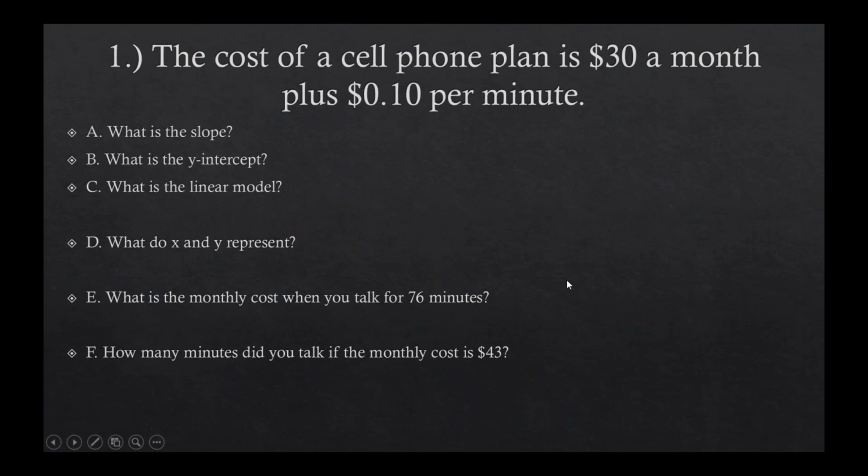Let's move on. I call this a very straightforward problem, and it's straightforward because they give me the information. The cost of a cell phone plan is $30 a month plus 10 cents a minute. They give us two pieces of information, $30 a month and 10 cents a minute, and we're talking about the total cost. How often do you pay your cell phone bill?